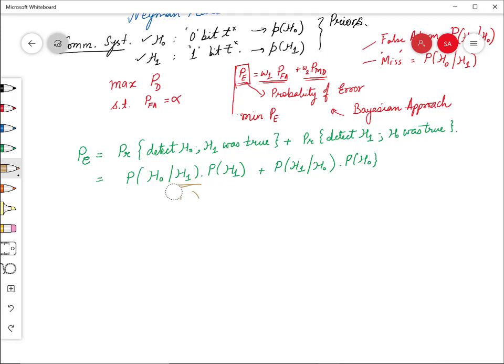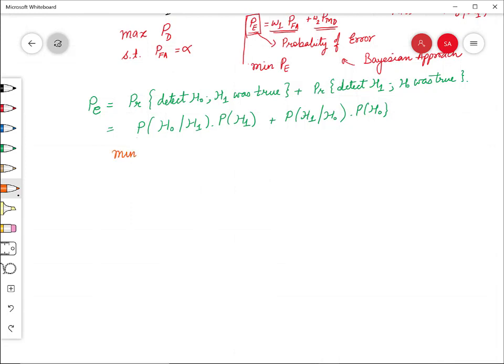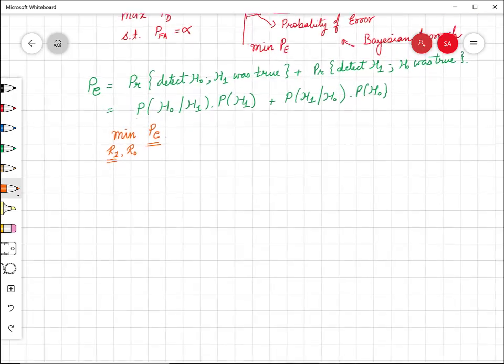So in the Bayesian approach, our goal is to minimize this PE over regions R1 and R0, so that I can minimize this probability of error and maximize our detection probability. Now let us solve this problem and figure out what the Bayesian detector is which minimizes this probability of error.